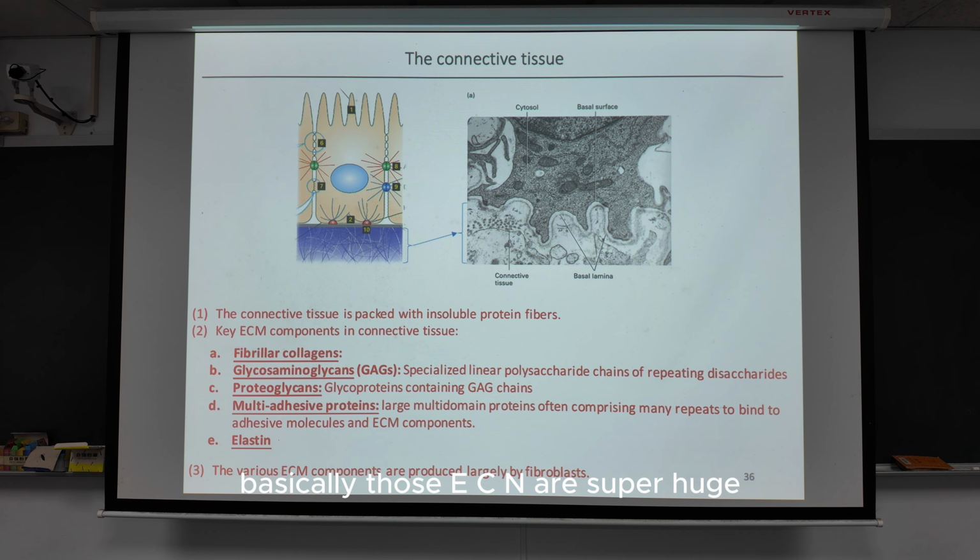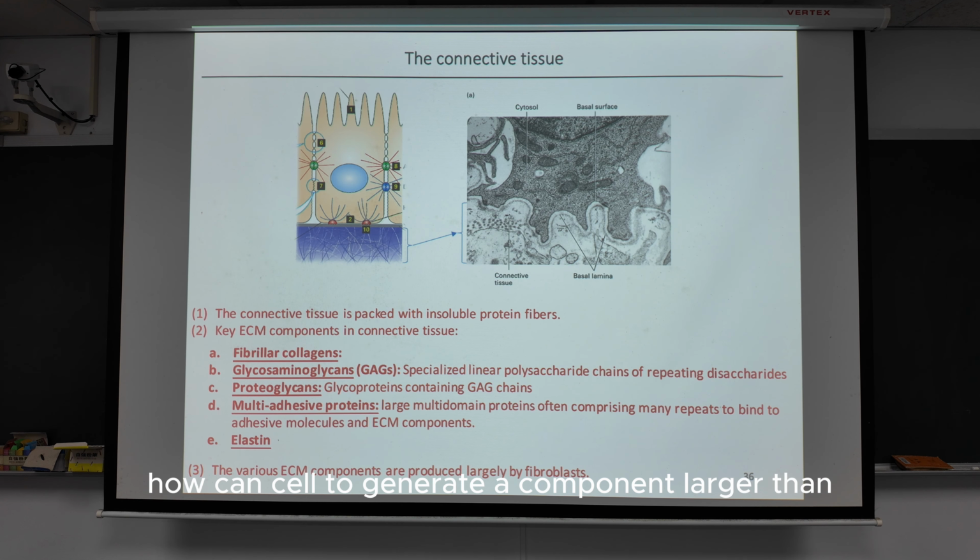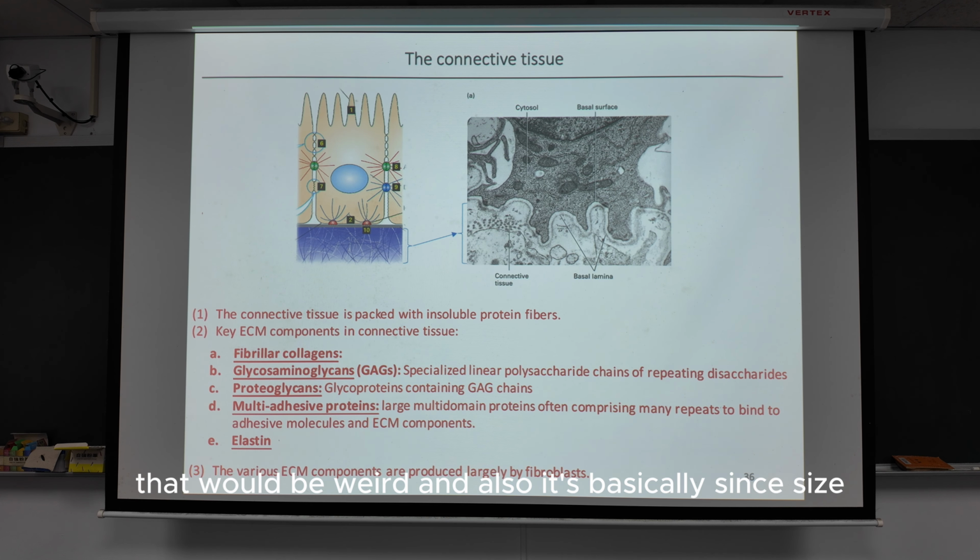Okay, basically those ECM components are super huge. They are even larger than a cell. How can a cell generate a component larger than itself? That would be weird. And also, it's basically synthesized. They are proteins. They are synthesized by the secretory pathway.